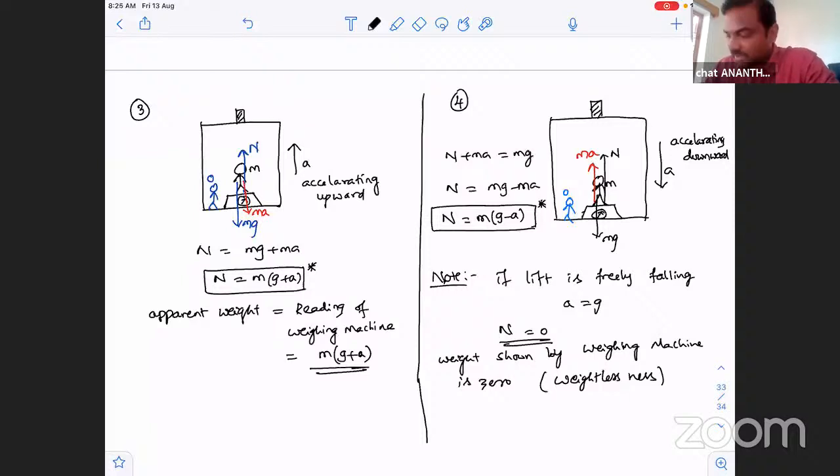Why? Because as you are coming down with some acceleration, you will feel less weight. Understood? So this is the apparent weight, or the weight shown by the weighing machine, or the weighing machine reading.